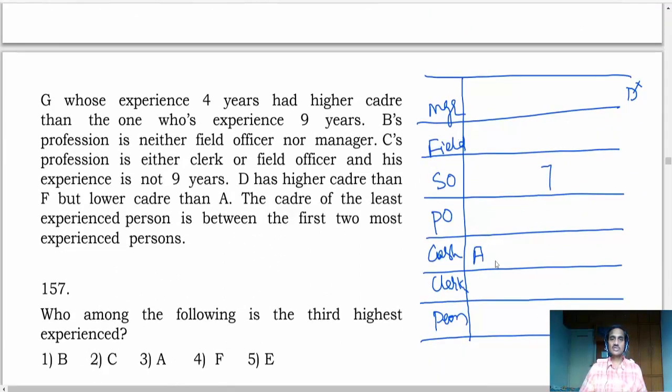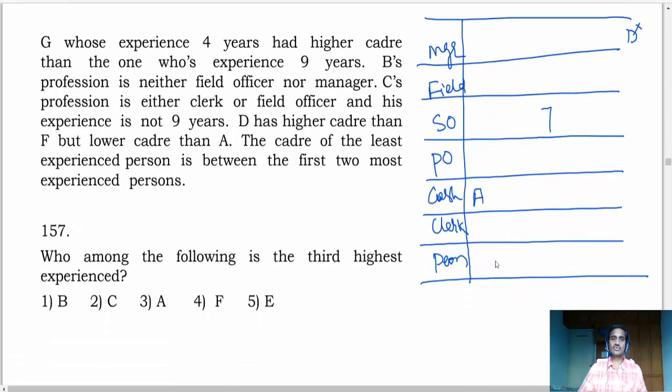G, who has 4 years experience, had a higher cadre than the one who has 9 years experience. G who is having 4 years is higher than 9 years experience. B's profession is neither field officer nor a manager. B is neither a field officer nor a manager. B cannot be here, B cannot be here.